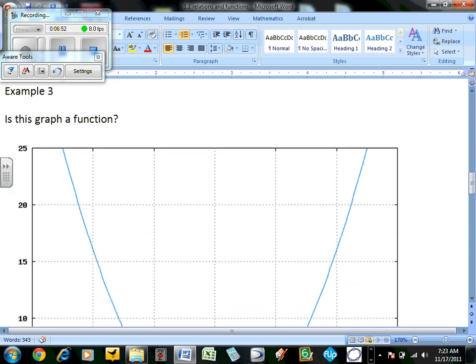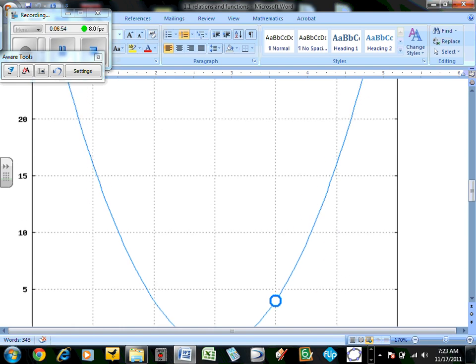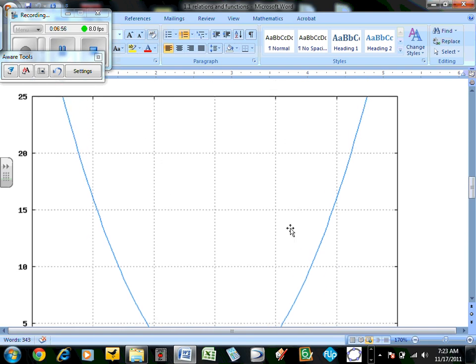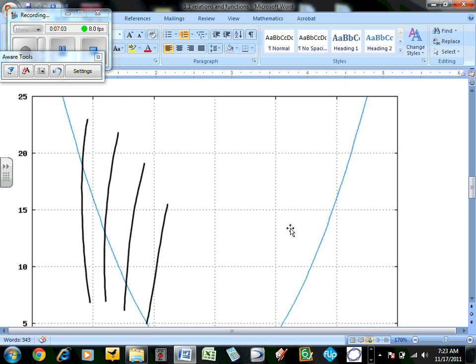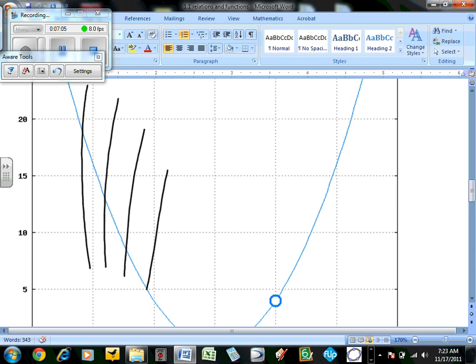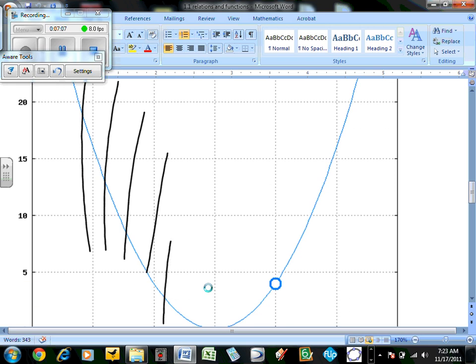And I'll give you an example right here. We're asking, is this a function or not? Well, if we use a vertical line test, if we draw a vertical line at any point on that graph, and that vertical line only goes through that graph one time, kind of ran off the page here, it only goes through this graph one time, then it has to be a function.